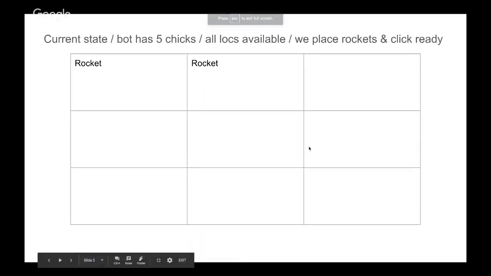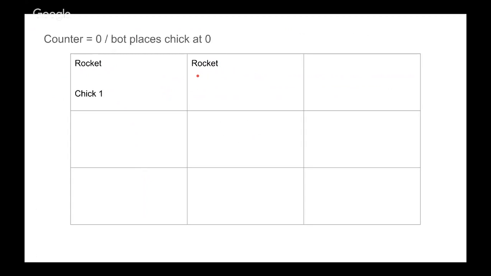This is the current state of the grid. We place our rockets in these two locations here. This is the first chance, and we press the ready button.